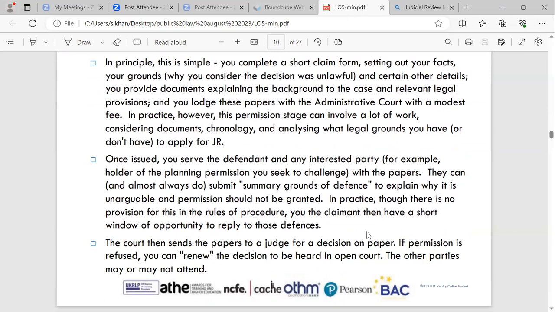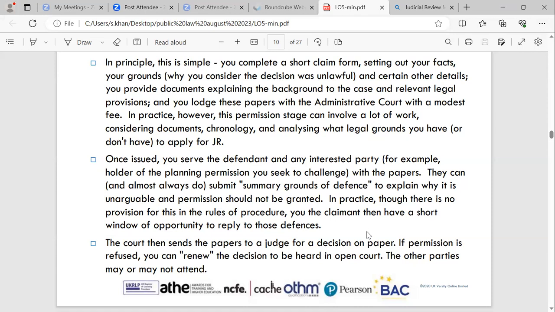Once issued, the papers are served on the defendant and other interested parties, for example, the holder of the planning permission you seek to challenge. They can, and almost always do, submit summary grounds of defence to explain why it's unarguable and permission should not be granted. In practice, there is no provision for this in the rules of procedure. You, the claimant, then have a short window of opportunity to reply to those defences.